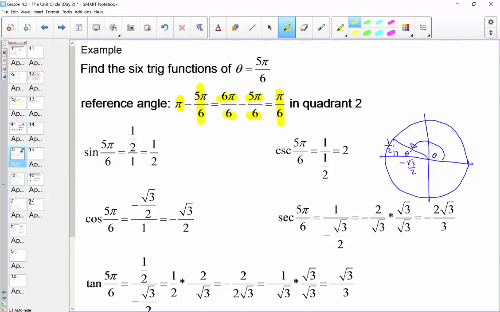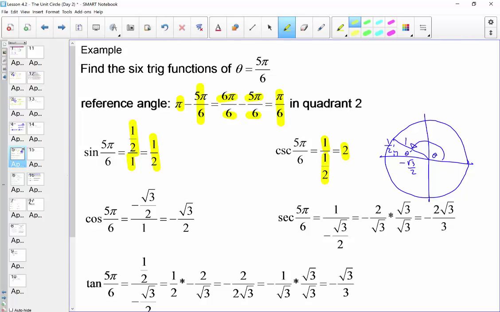The sine of 5 pi over 6 equals the opposite side 1/2 over the hypotenuse 1. Go ahead and label that hypotenuse 1, which simplifies to 1/2. The cosecant of 5 pi over 6 is equal to our hypotenuse 1 over the opposite side 1/2, which simplifies to 2. Another way of thinking of this is the cosecant of 5 pi over 6 is equal to 1 over the sine of 5 pi over 6, which is our y-coordinate 1/2.